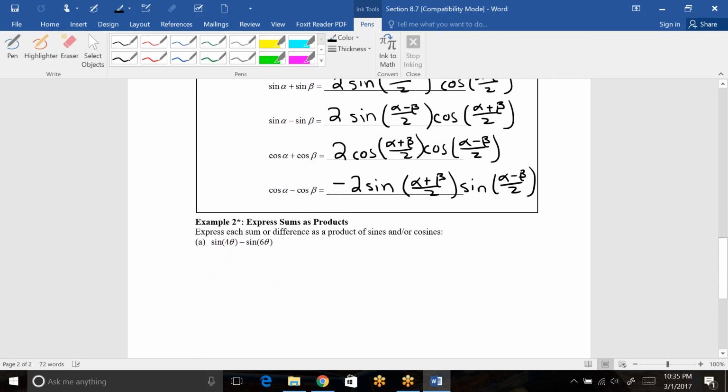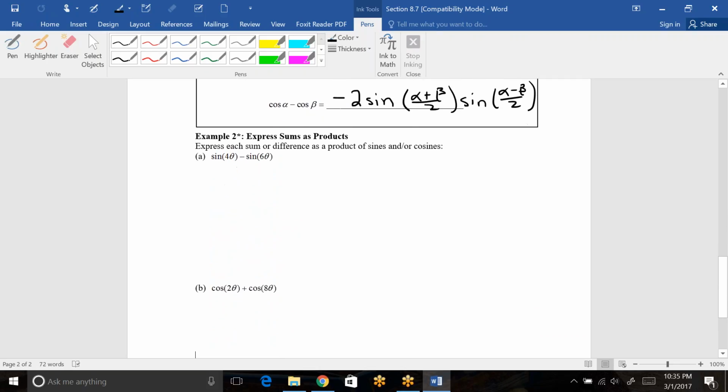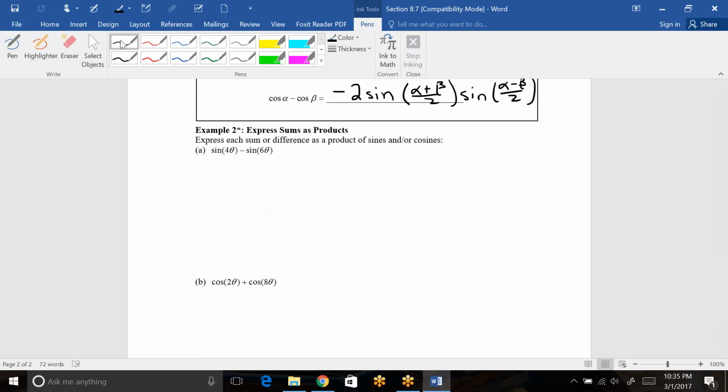Okay, so let's use these formulas on the last two examples. So for this one, we're doing a sine minus another sine, so that's the second formula, which is 2 sine. Remember, this is alpha, this is beta. And then inside, for the first part, we subtract them. So this would be 4 theta minus 6 theta over 2. And then we have a cosine, and then we add these. So 4 theta plus 6 theta over 2.